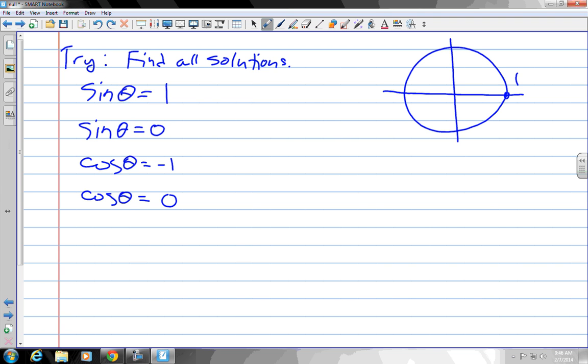Because the points are 1, 0, 0, 1, -1, 0, 0, -1, right? So sine is the y value equals 1 only at that point, so it's pi over 2, right? So theta equals pi over 2. That's the only time that happens. But then the period is 2 pi, so plus 2 pi k. Okay? By the way, your book writes 2k pi for some reason, doesn't it? So that's it. Does that make sense? How about sine equals 0?